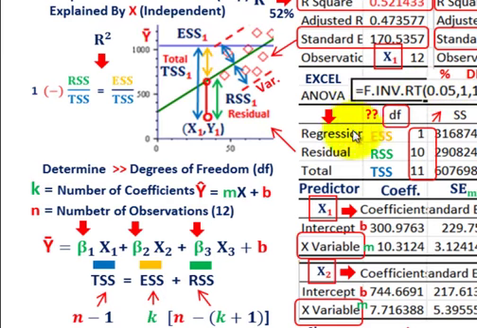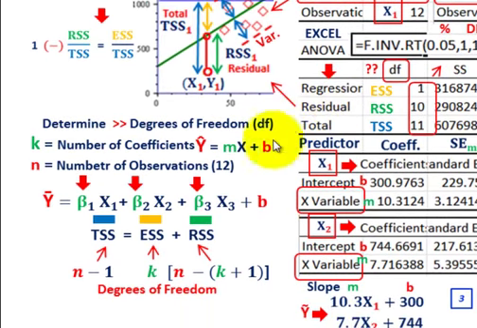Okay, so let's look at what we're talking about here. First, you want to determine your degrees of freedom. Really what we're talking about is that linear regression equation: slope times your x independent variable, and the y-intercept b. So k equals our number of degrees of freedom, and n equals the number of observations. In this case, we've got 12 here.